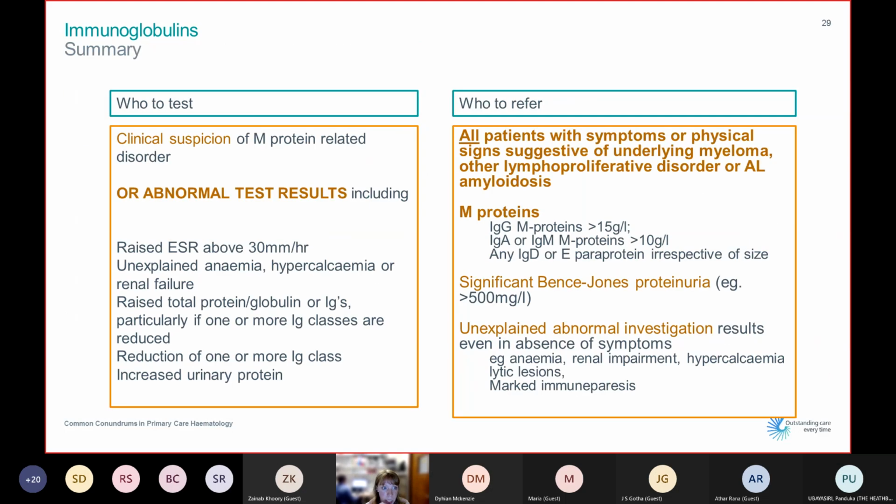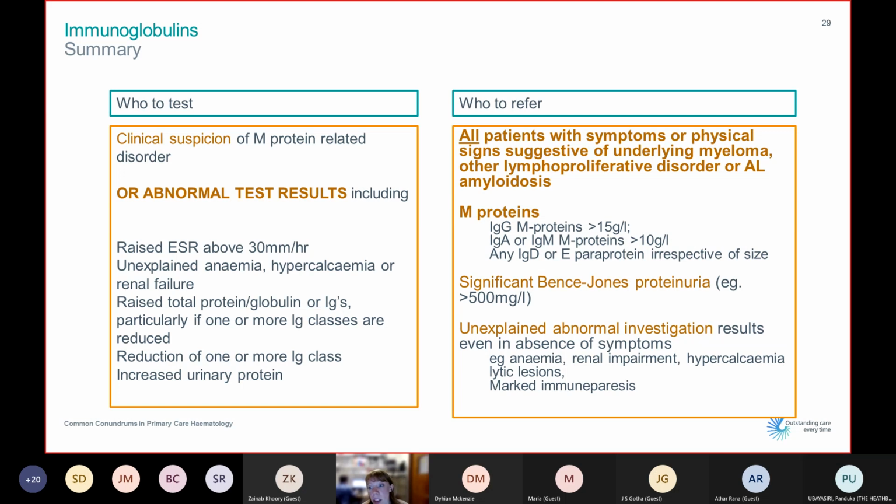So, who to test? Anyone that you've got a clinical suspicion of an M protein related disorder, or anyone with abnormal tests, and this can include a raised ESR, an unexplained anemia, high calcium, or renal failure, a raised total protein, particularly if one or more of the immunoglobulins is decreased, or as we saw before, a low immunoglobulin in and of itself, or an increased urinary protein. And when to refer to us.